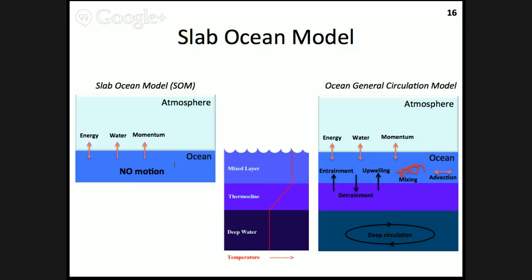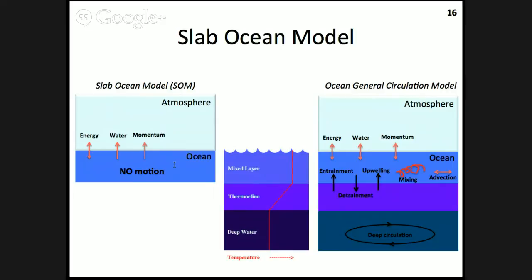So I use the slab ocean model. The advantage of the slab ocean model is introduced here. The ocean consists of 3 layers, including the mixed layer, the thermocline, and the deep water. And in a fully coupled ocean model, all of the ocean dynamics is active.